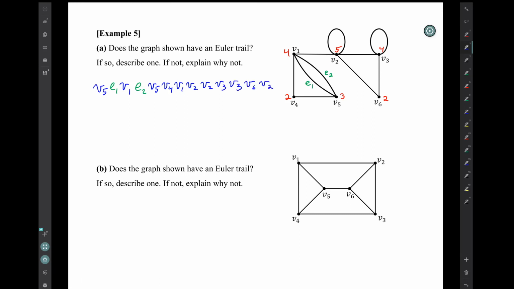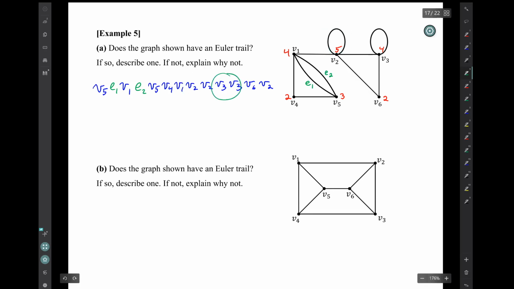Notice that I've described that trail just by giving vertices with one exception. I had to describe what's going on when I go from vertex 5 to vertex 1 and back to vertex 5. I had to list the edges. But look at this. I have V2, V2. Well, the only way that that can happen is if you go around this loop. So listing V2, V2 is enough.